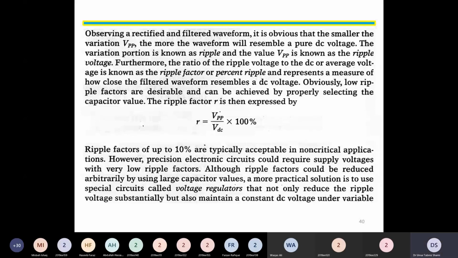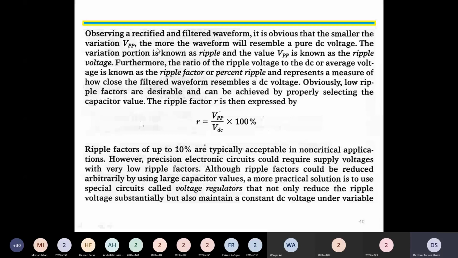So this gives us the introduction of ripple voltage and the filter that will reduce ripple voltage. Now, observing a rectified and filtered waveform, it is obvious that the smaller the variation VPP, the more the waveform will resemble a pure DC voltage.